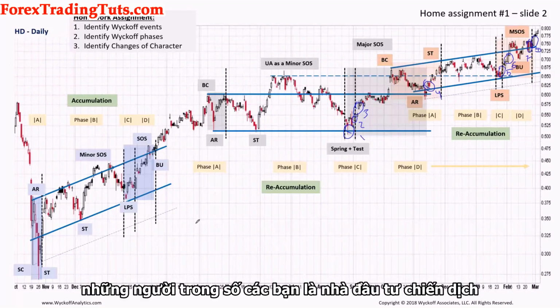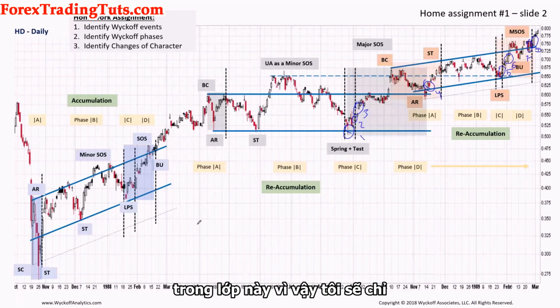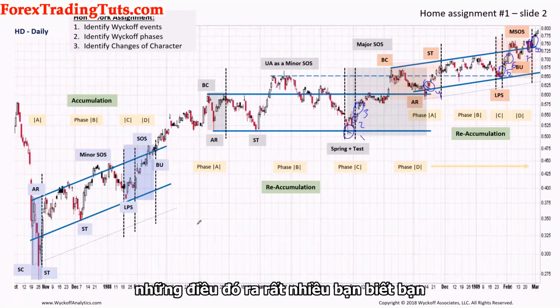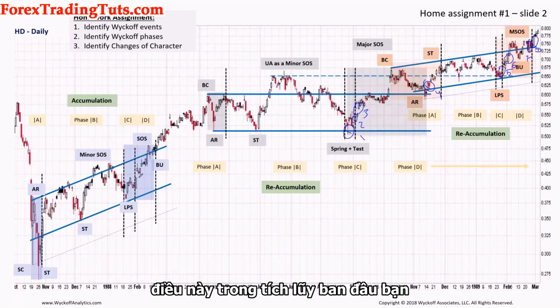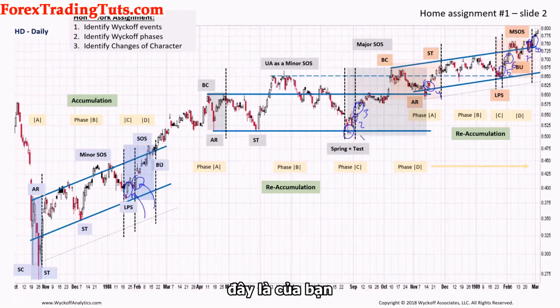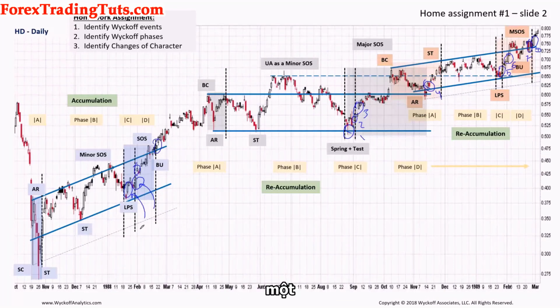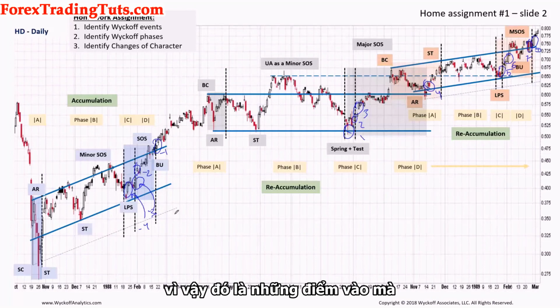And by the way, for those of you who are campaign investors, and we have quite a lot in this class, I will be pointing those things out a lot. Campaign points of entry. Look at this. In the original accumulation, you want to enter on the, because this is a high or low, these are your points of entry here. And then this one. So this is going to be -4, -3, -2, -1. So those are the points of entry that you're going to have in each of the trading ranges.